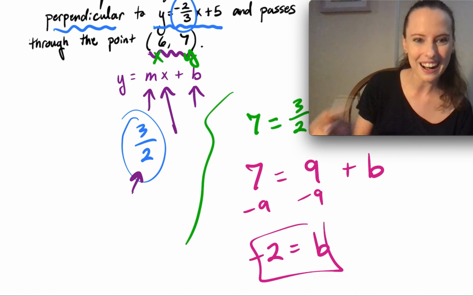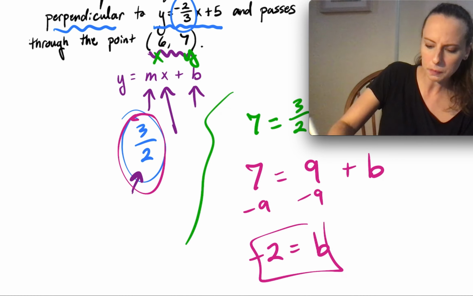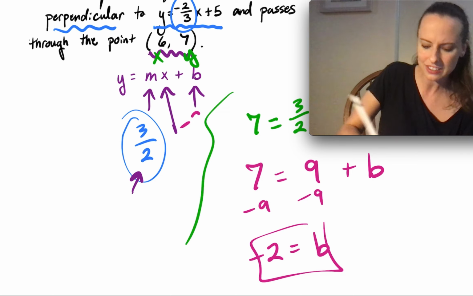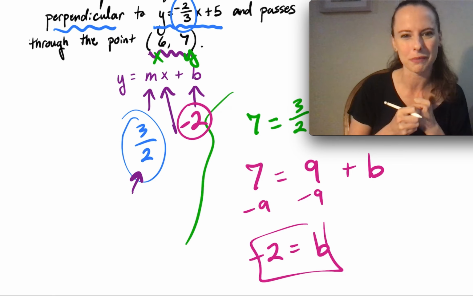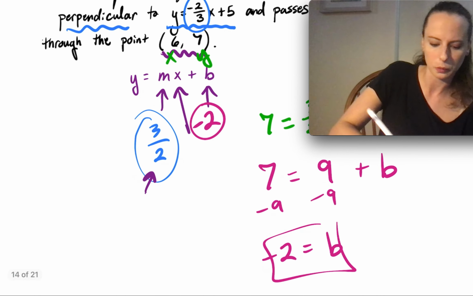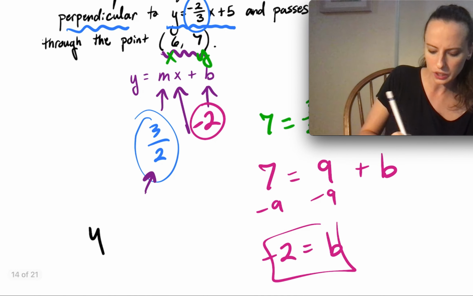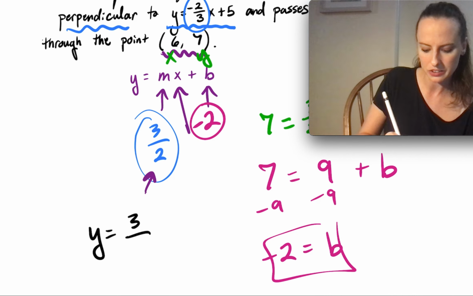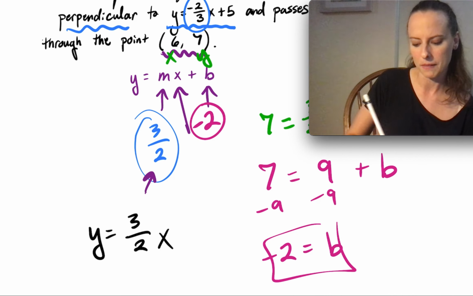Boom. Now, not only do I have the slope, I also have the y-intercept. So now I have enough information to write the equation of the line. So we'll bring it all together. Our equation is going to be y equals 3 over 2x minus 2.